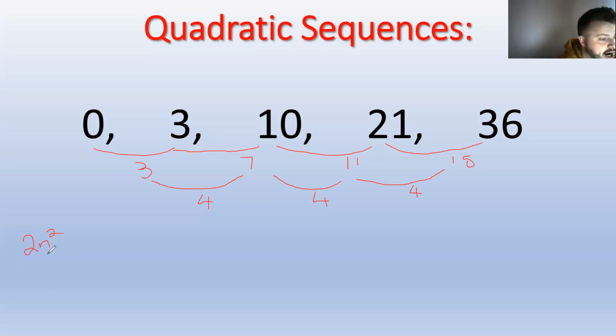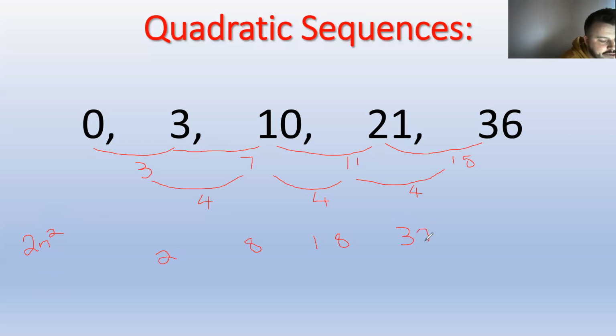Okay, so I need to do 1 squared times 2. So 1 squared is 1 times 2 is 2. 2 squared is 4 times 2 is 8. 3 squared is 9 times 2 is 18. I'm just going to do one more, okay? 4 squared is 16 times 2 is 32. So I've got 4 numbers here.